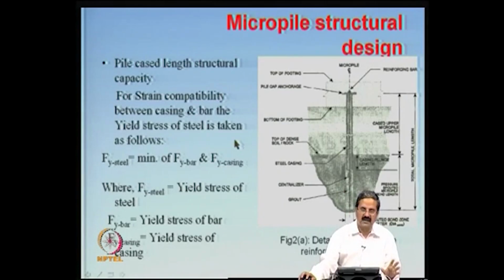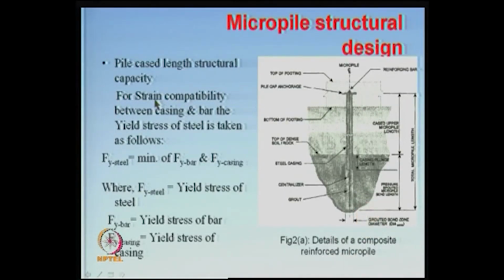So we have to ensure that there is enough friction available, and also the structural capacity is calculated. And how do you calculate the structural capacity? For example, in the case where you have a casing as the main member here, we assume strain compatibility between the casing and the bar, and the yield stress of the steel is taken as fy steel, the minimum of fy bar and fy casing.